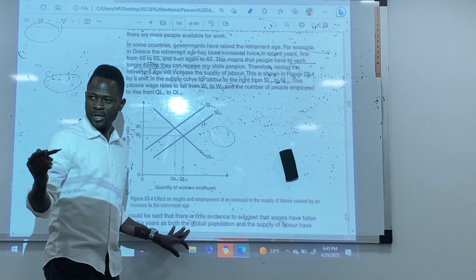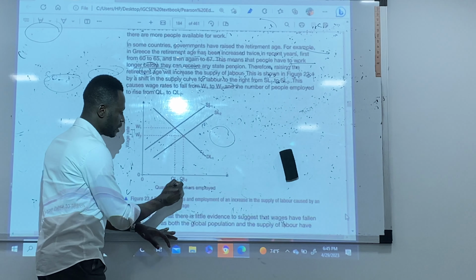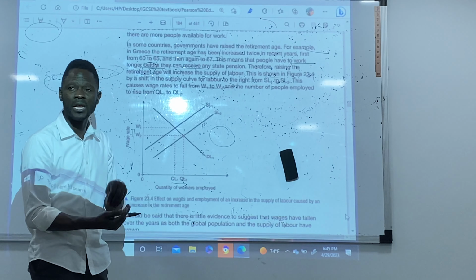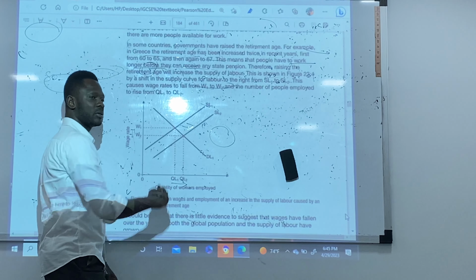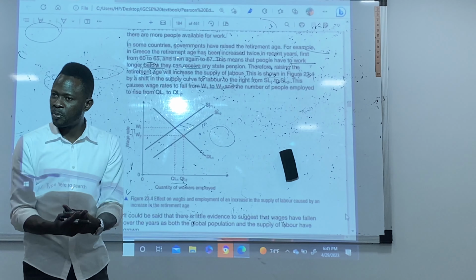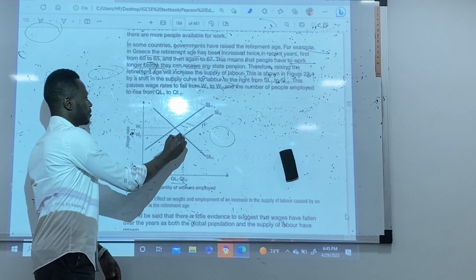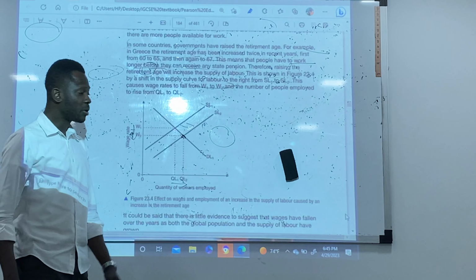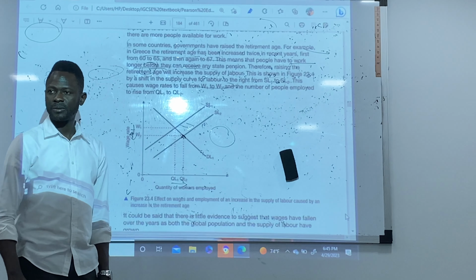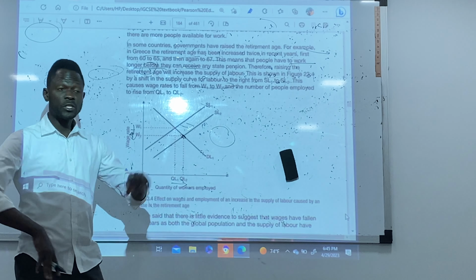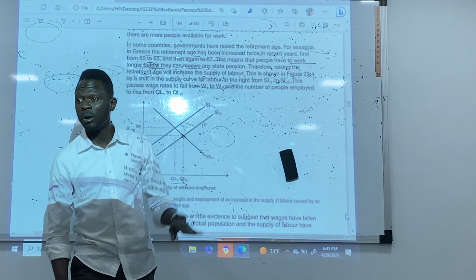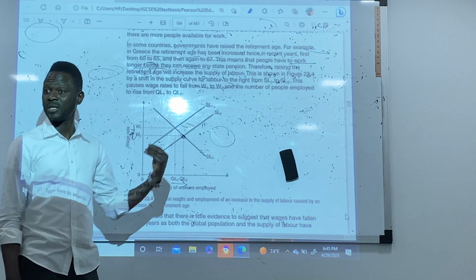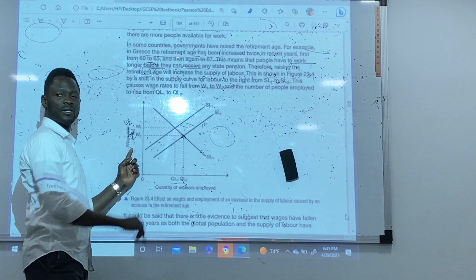The number of workers is increasing from QL1 to QL2. That will shift the supply curve of labor rightward from SL1 to SL2, making an equilibrium at W2. The wage rate has decreased. It will fall. That's the equilibrium, because the supply of labor is increasing in such a country. Do we get it? If the supply of labor is increasing, the wage rate will fall. If the supply of labor is reducing, the wage rate will increase.